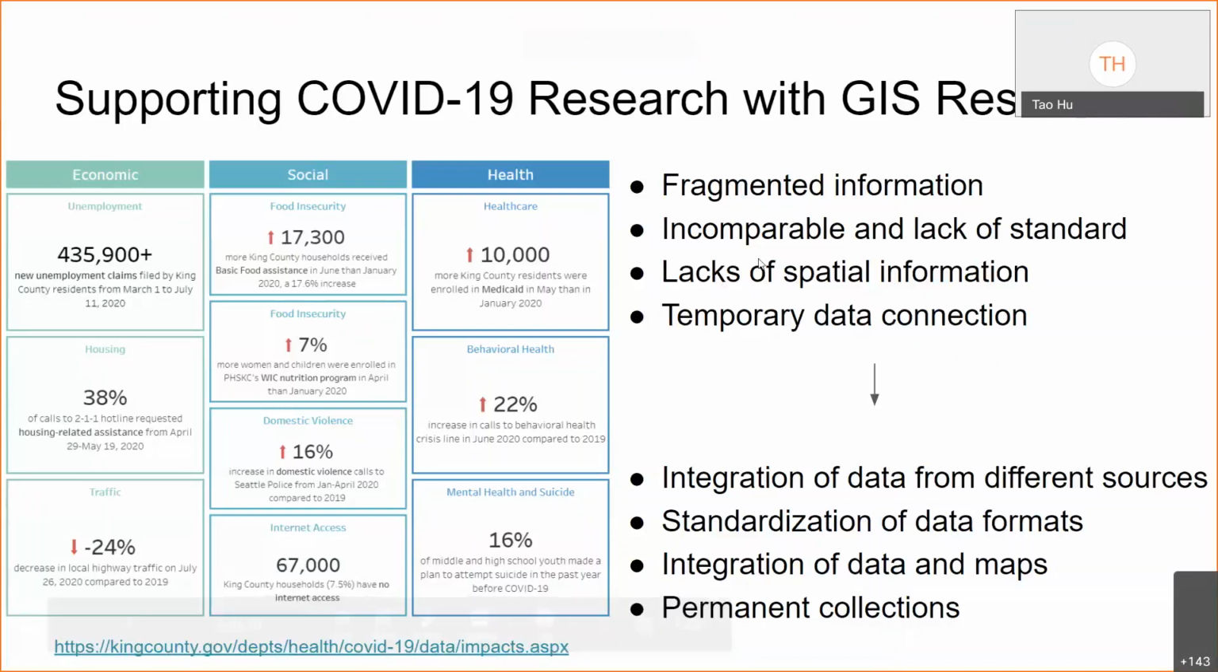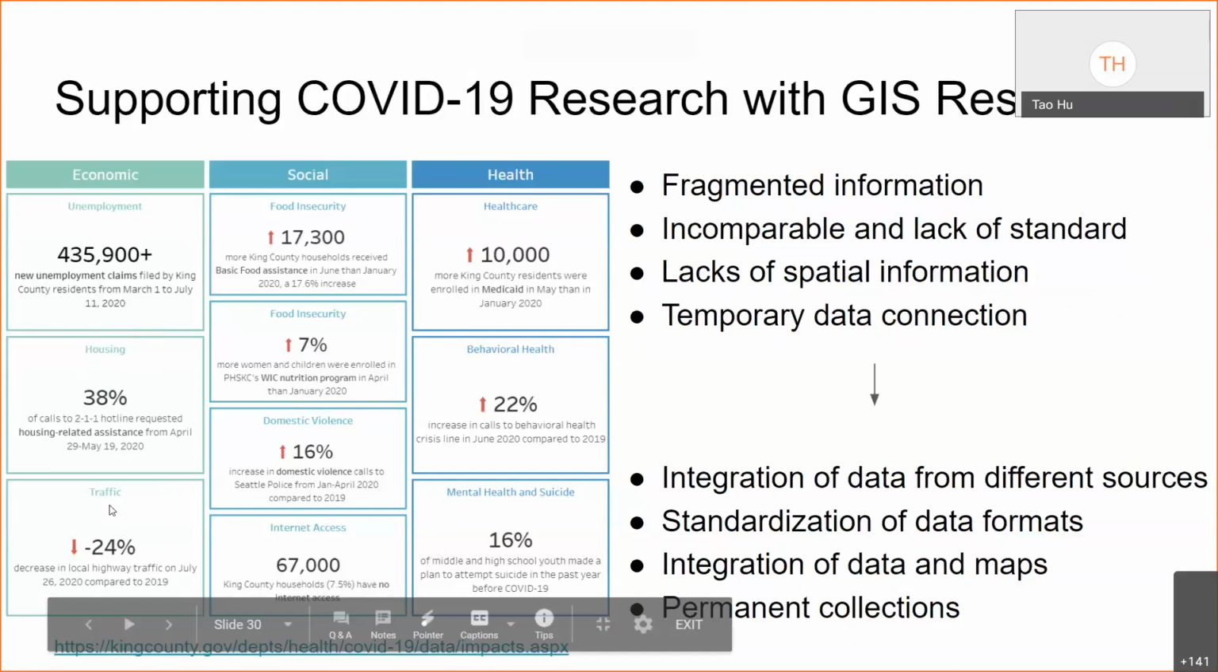Okay, next, I will talk about how to use the GIS resources to support COVID-19 research. So here is an example in the King County of Washington State. You can see there are numbers here. These are the changes from different perspectives, including economics, social, and health. From the economics perspective, the unemployment rate, the unemployment numbers, and the housing assistance rate are getting higher. However, the number of traffic is getting lower.